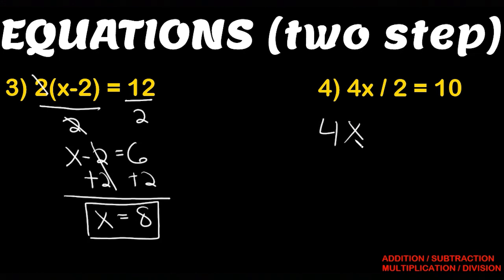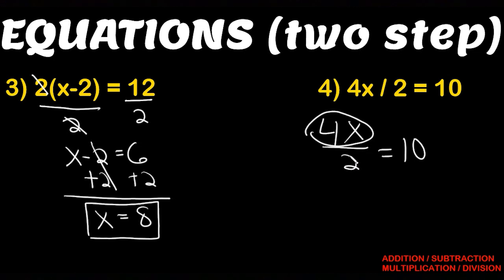We got 4x all over 2 equal to 10. So again, remember the goal that you're trying to achieve here. You're trying to isolate x. So looking at what I need to do first here, I'm going to have to isolate this 4x. I need to get that all alone, right? So how do I do that?